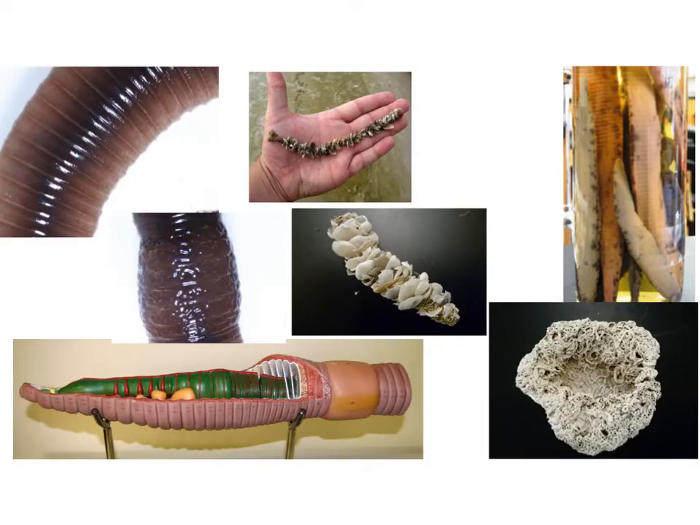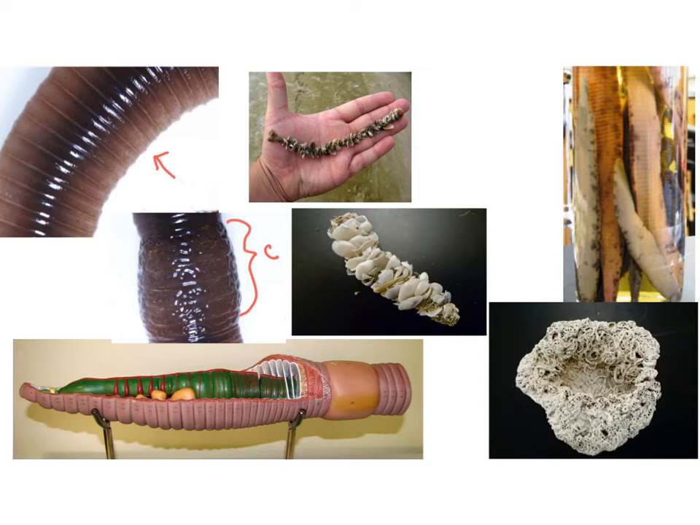We're moving on to the segmented worms. And the most common one we think about when we talk about segmented worms or the annelids would be the earthworm. This is a fairly high magnification with a dissecting scope of the segments of an earthworm. This area right here is a thickened area which is called the clitellum.